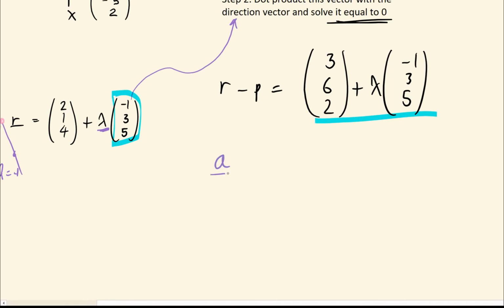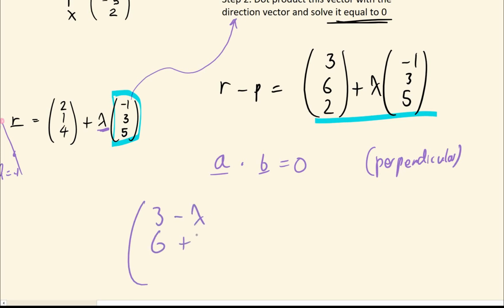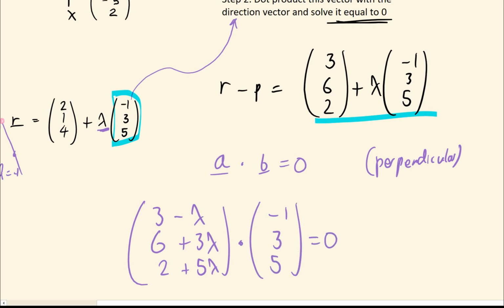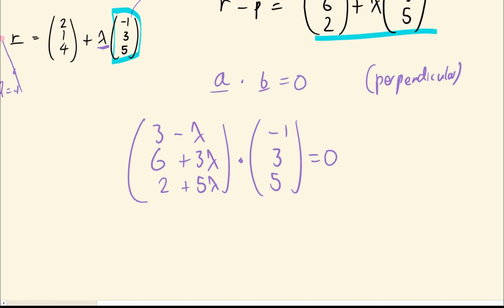So we're basically saying that a dot b is 0, which means we're perpendicular, where a is my new vector of r minus p. Let me write that in sort of one vector. And we want to dot that with my other direction vector. Looks a bit strange. The way I remember it best is you're always going to have the same numbers here and here. Just in one case you have a lambda and the other case you don't.